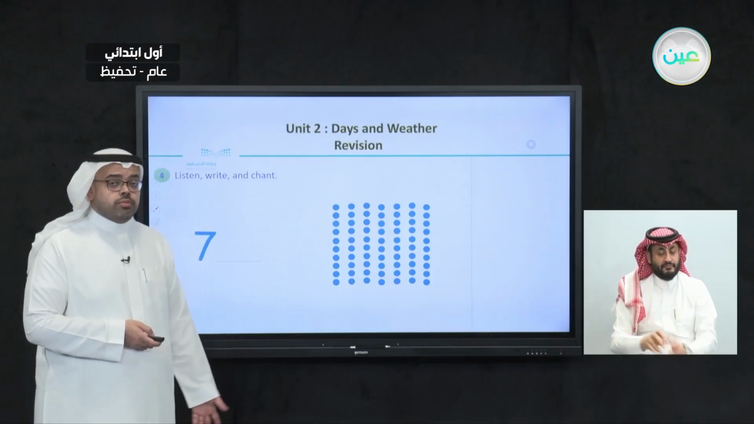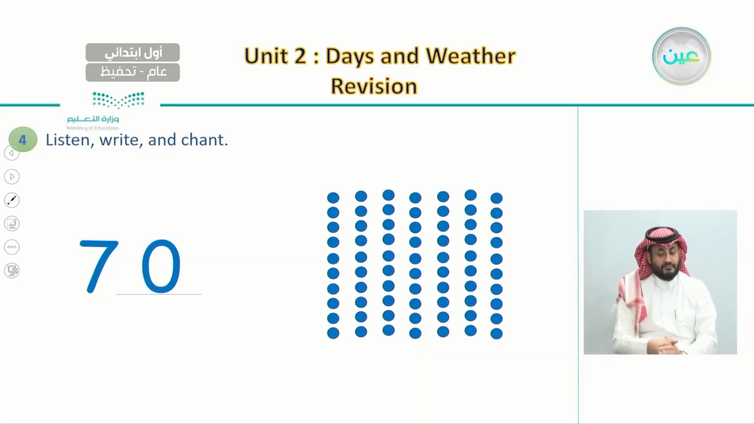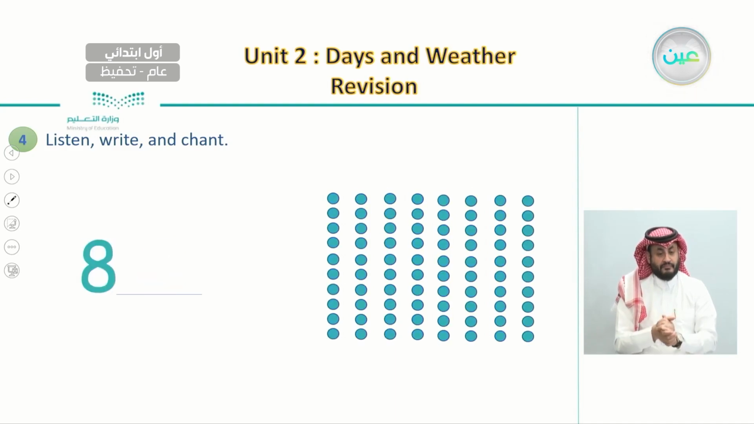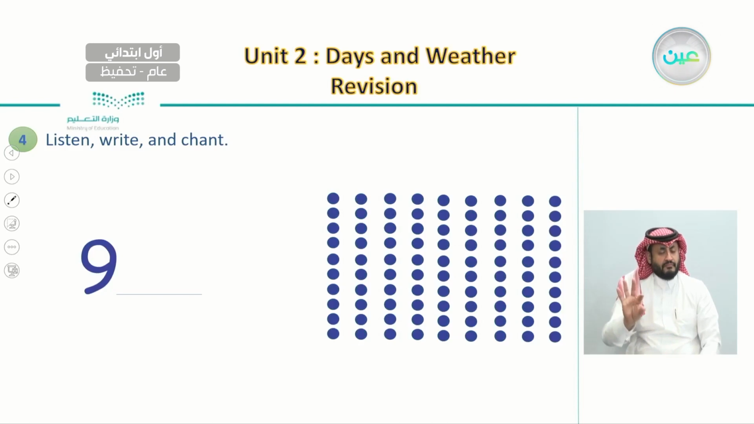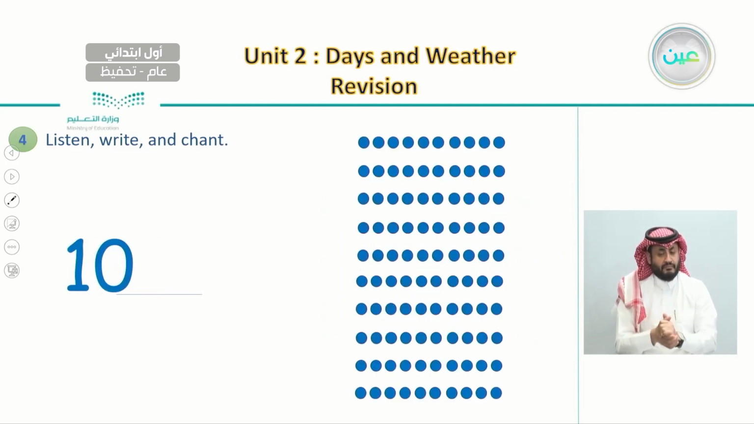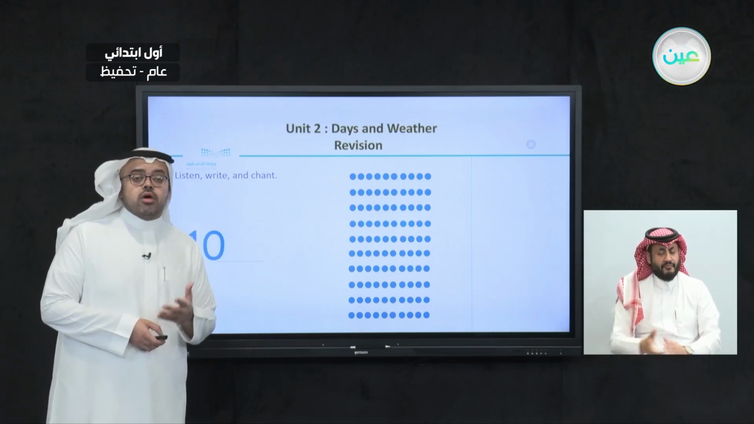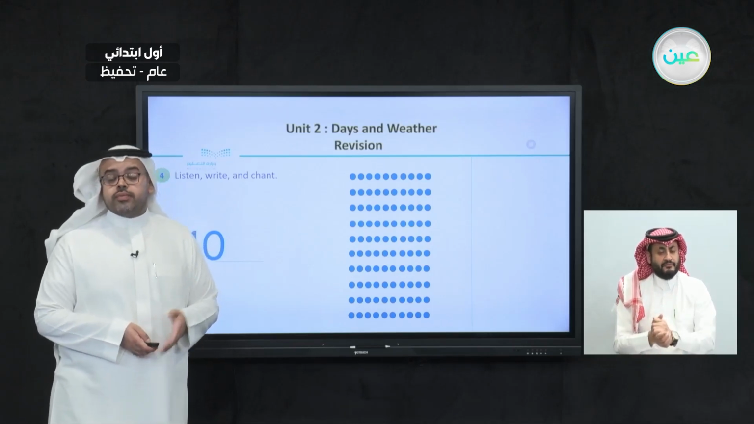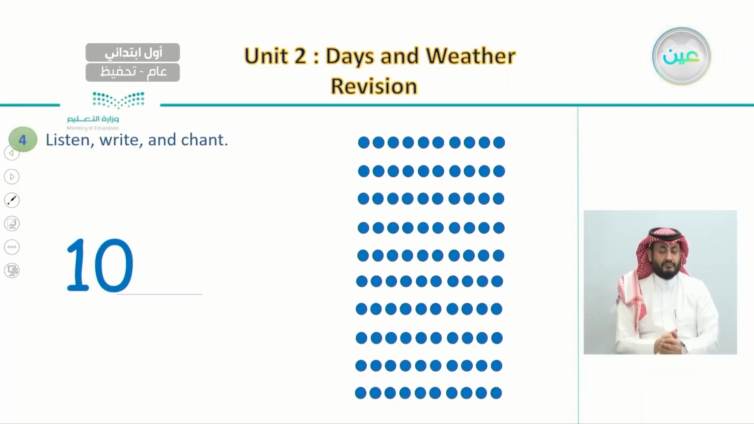The number will be 70. And if we have 8 of them, then the number here will be 80. And if we have 9 of these 10s, the number will be 90. And finally, if we have 10 of these 10s, what do you think the number will be? Well, the number will be 100.